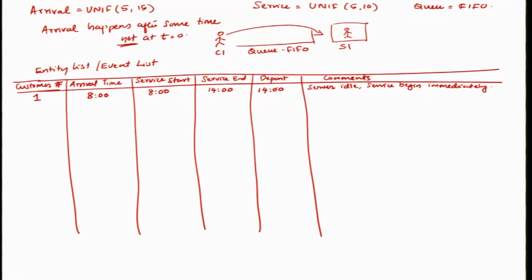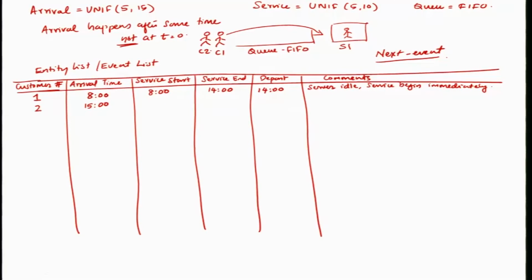One arrival has already happened, and you have to schedule the arrival of the next, because as I said it is a next event. Every time you do one event you also have to schedule the next event. Here our entity is the customer. So, you schedule the next arrival, sample a time, and let us say you got 7 units. So, the next arrival happens at 15, 8 plus 7.